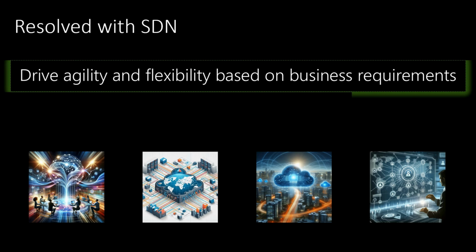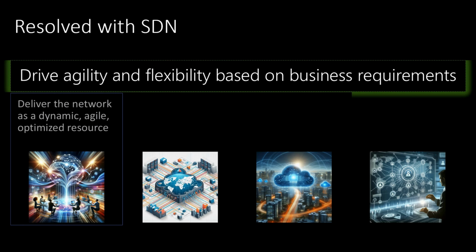There's a few ways that we do this. When I talked about some of the challenges in the last picture, we deliver the network as a dynamic, agile, and optimized resource. What do we mean when we say that? Well, it's a single control plane, and that control plane is accessible from PowerShell and from REST API. So if you're doing infrastructure as code, you can simply plumb everything into our APIs, and we'll take that and create the network resources for you.